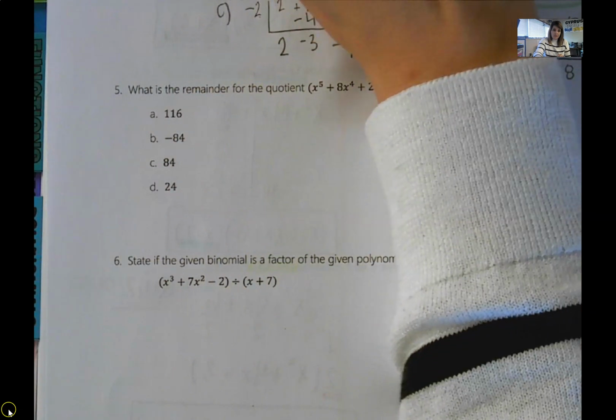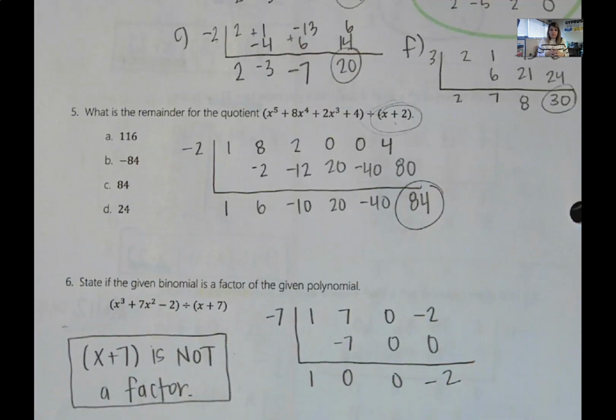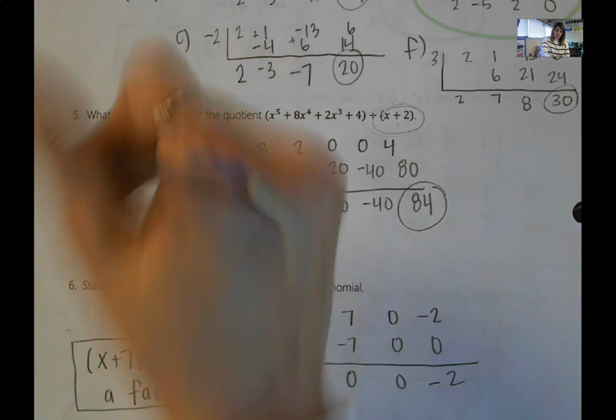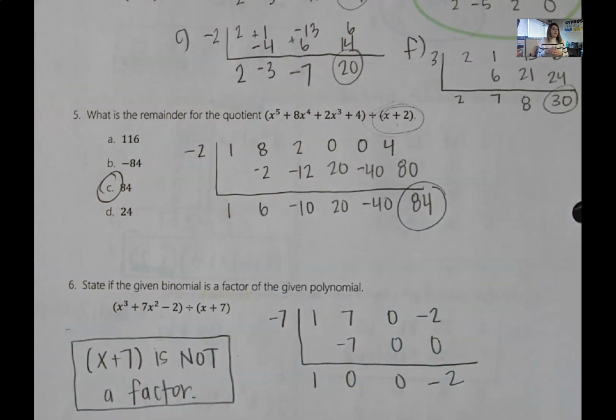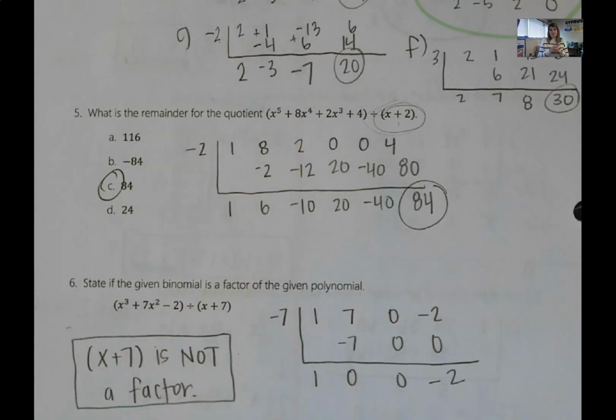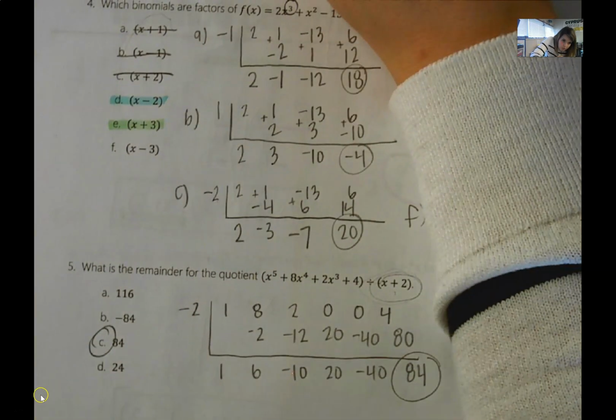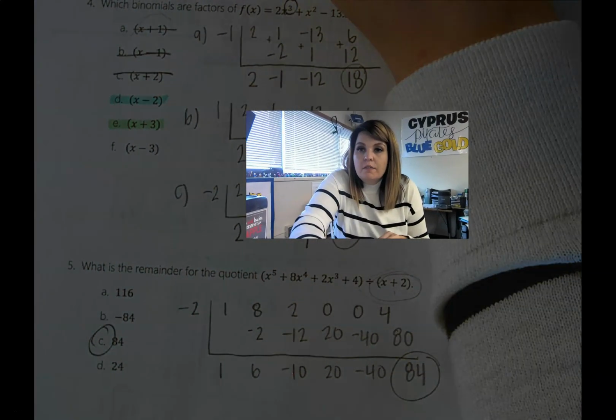Really try it. Okay, I'm back with answers. On number 5, I got a remainder of 84. You needed 2 zeros in this case as your placeholder. So the answer is C as in cat. Then number 6 is not a factor. X plus 7 is not a factor because it had a remainder of -2. Okay, so that gets us through the lesson.